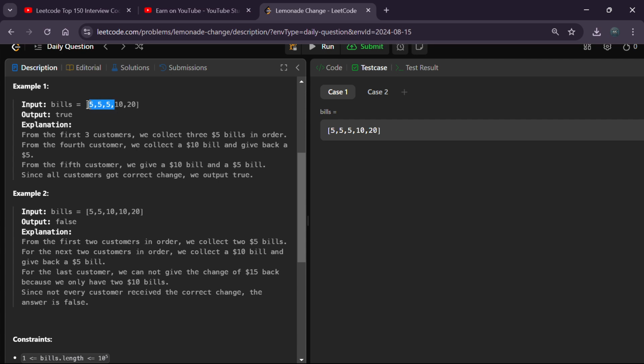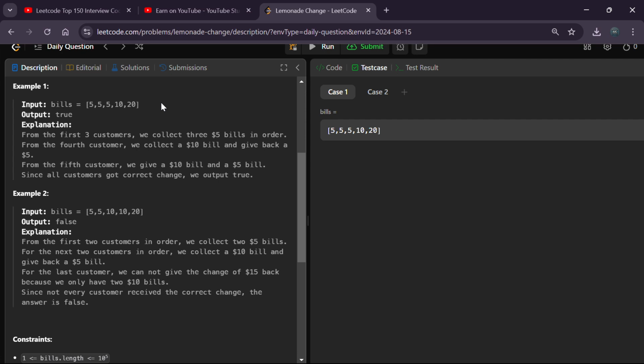First three customers come up with $5 and they purchased a lemonade of $5, $5. So we don't have to return any change. But in our pocket for the first three customers, the amount in our hand is $15, right? So for the fourth customer, he came up with a $10 bill and he purchases a lemonade of $5, and we have to return him $5, right?